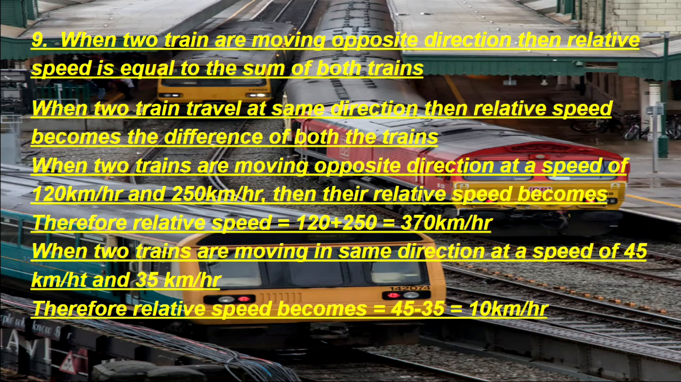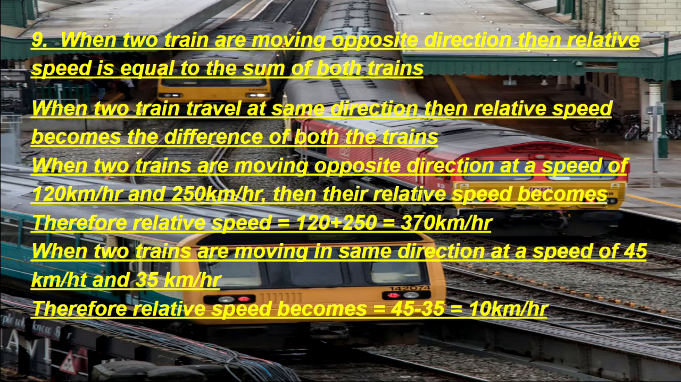In the picture, there are so many trains. Let us discuss them. When two trains are moving in opposite directions, the relative speed is equal to the sum of the speeds of both trains. When traveling in opposite directions, we have to add the speeds of both trains. If one train is coming at 80 and the opposite one at 90, then 90 plus 80 is 170.